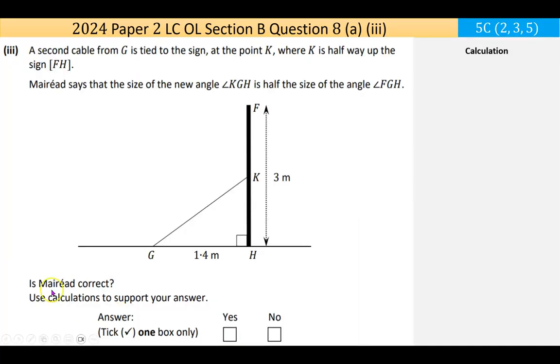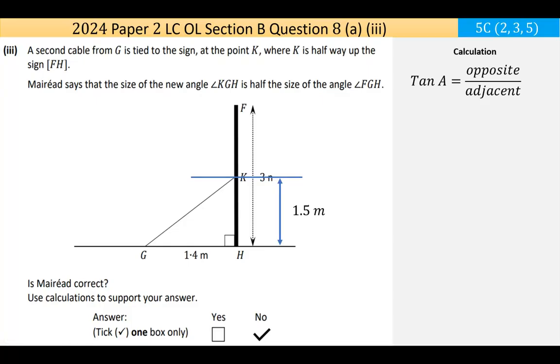Now, part 3 says a second cable from G is tied to the sign at the point K. So it looks like halfway-ish up. Actually, I decided to say that K is halfway up the sign FH. Murade says that the size of the new angle KGH, so it'll be less than 65, is half the size of the angle FGH. So we know that FGH is 65. She's saying that it would be 32 and a half. Now, is Murade correct? Use calculations to support your answer, and we have a yes or no choice.